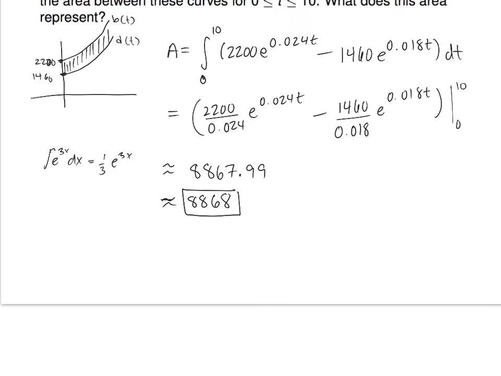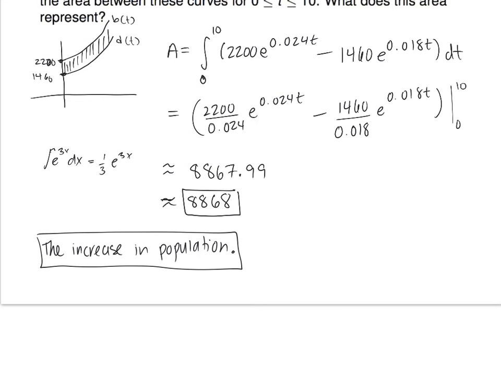What does this area represent? The increase in population. Perfect, the increase in population. Do you guys agree with that? The area under the first curve is how many people were added. The second curve is how many people were taken away, and you subtracted those, right? So it's the increase in population. And that was over 10 years.